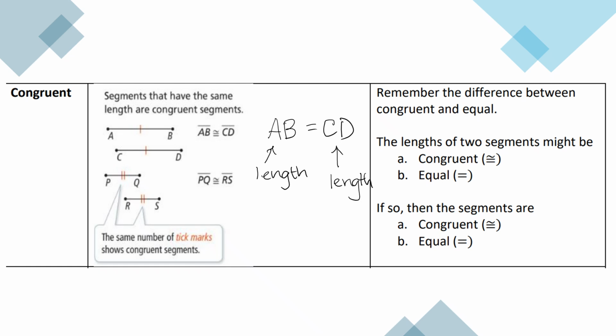We put the same number of tick marks on congruent segments, showing that those segments are congruent to each other. So AB is congruent to CD. We have one tick mark on those segments. PQ is also congruent to QS, so we have to indicate that those are a different set of congruences, so we use more tick marks. The difference between congruent and equal is that the lengths, because those are numbers, might be equal. If the lengths are equal, then the segments are congruent.